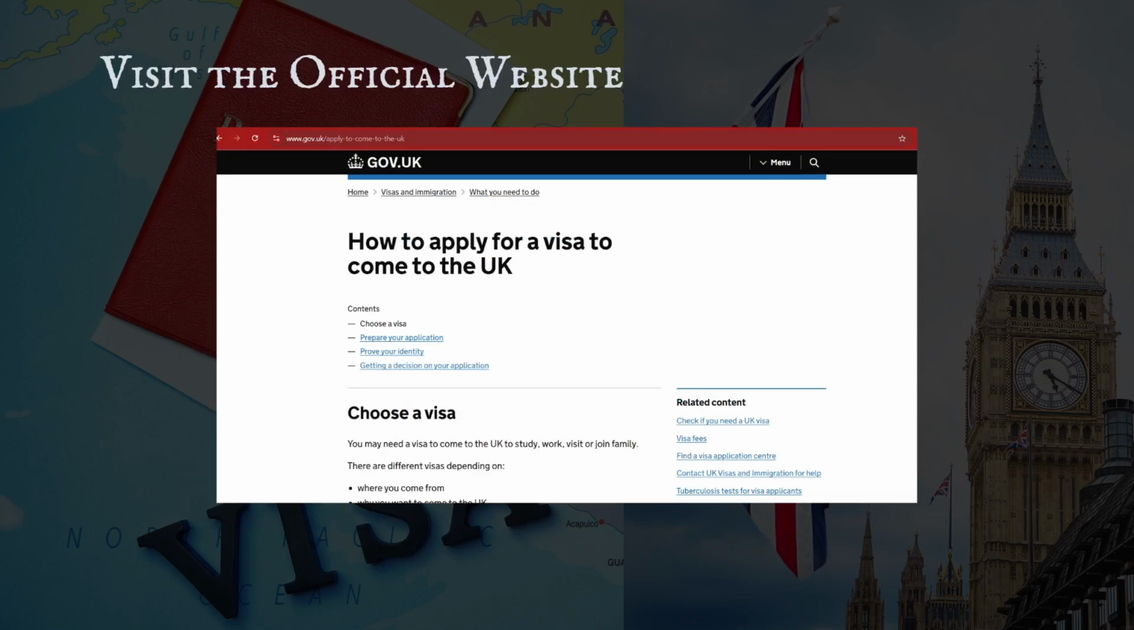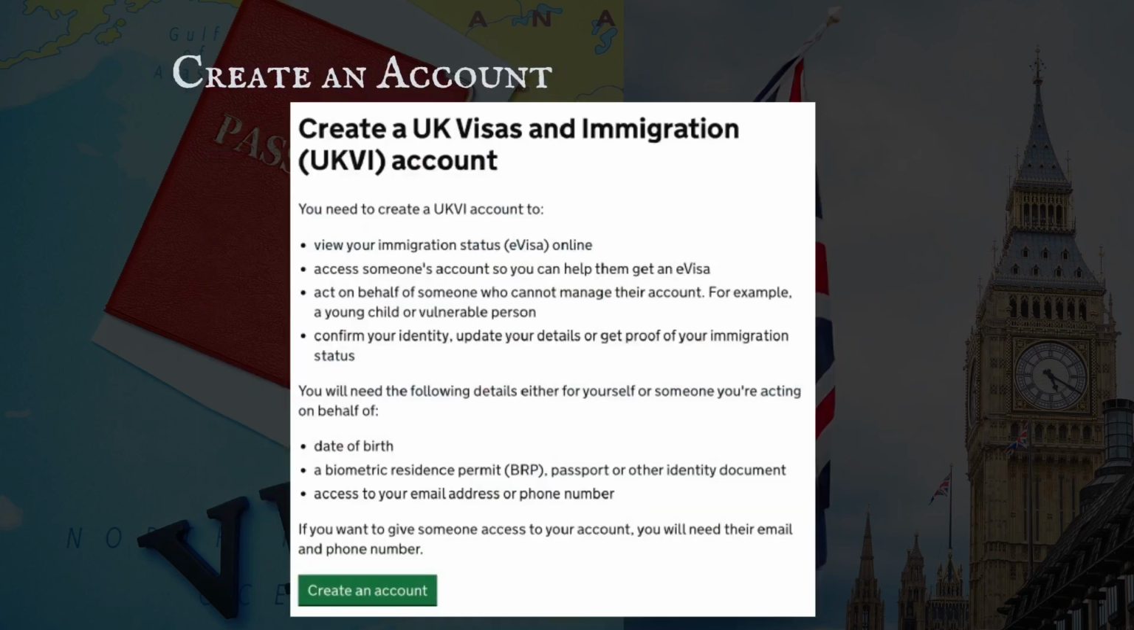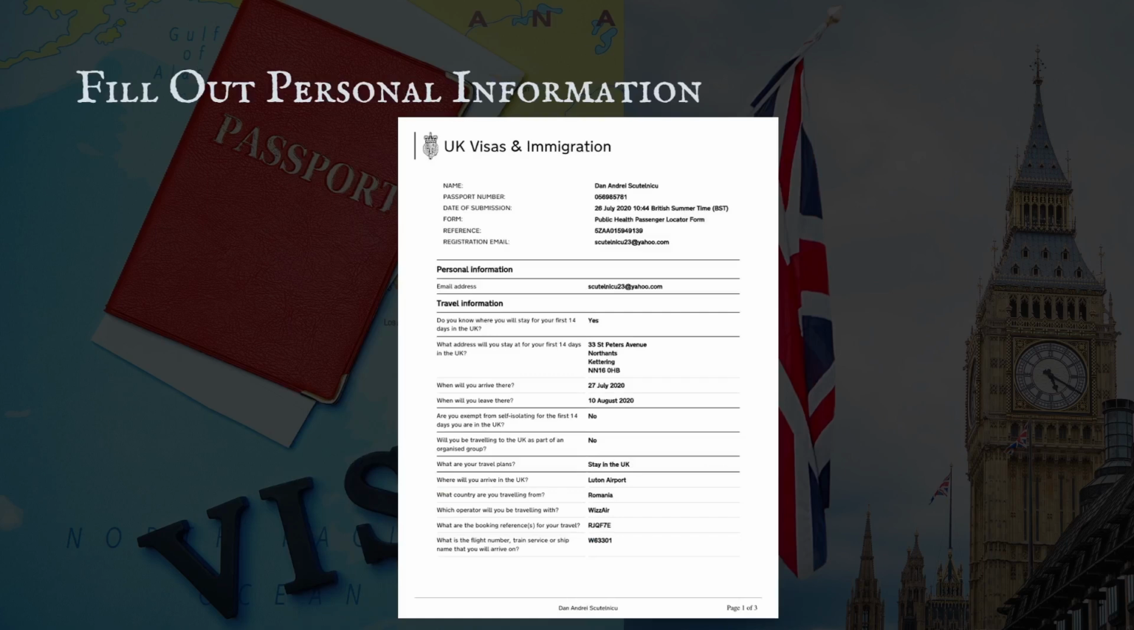Creating an account. You will need to register by providing your email address and creating a password. This account will help you track your application status. Fill out personal information. Enter your personal details including your name, address, and contact information. Be thorough and accurate. This is crucial for processing your application.